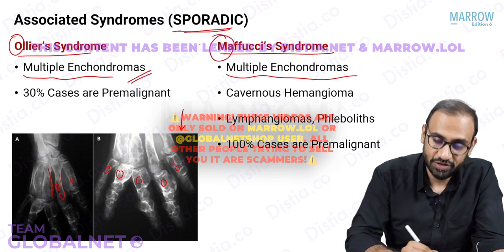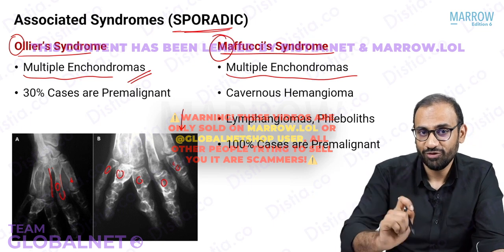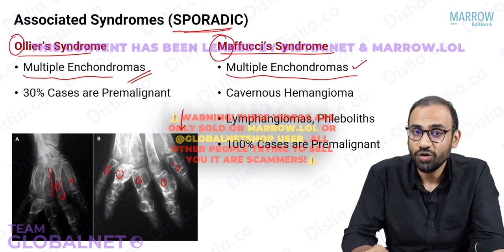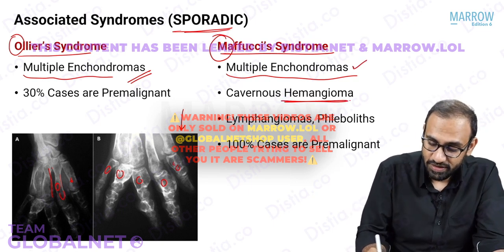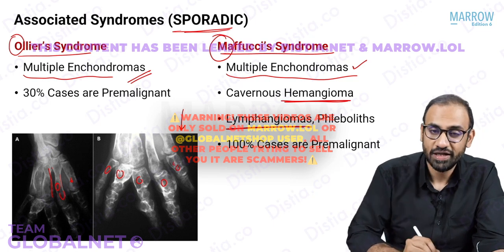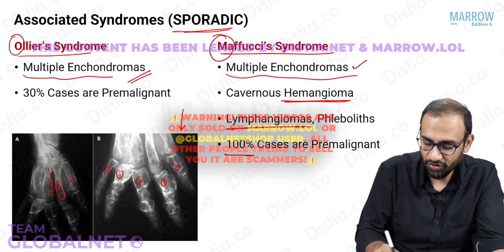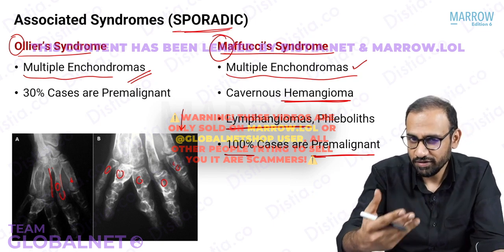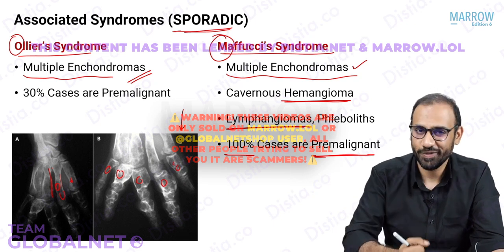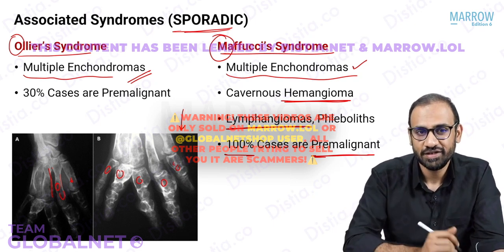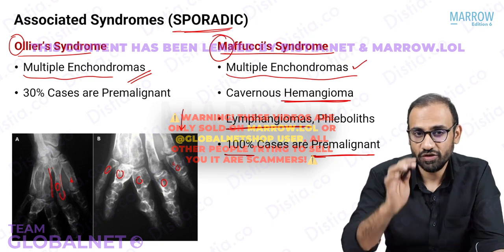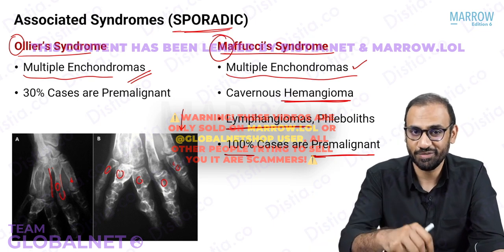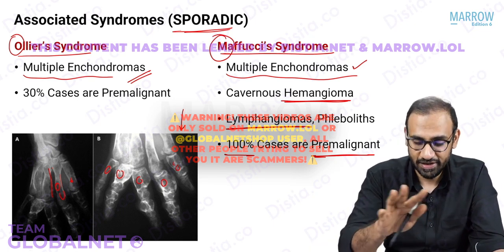Whereas in Maffucci syndrome, M for Maffucci, M for many problems. What are those many problems? First is multiple enchondromas. Second is hemangiomas, lymphangiomas, and there is a 100% risk of enchondroma becoming chondrosarcoma. So please understand this. Maffucci and Ollier's, which has more risk of malignant transformation? Maffucci, because it has many things, not just multiple enchondromas. Okay, clear? This is what you need to know.